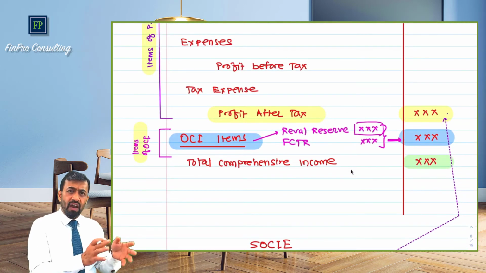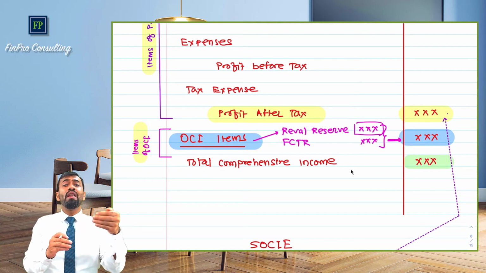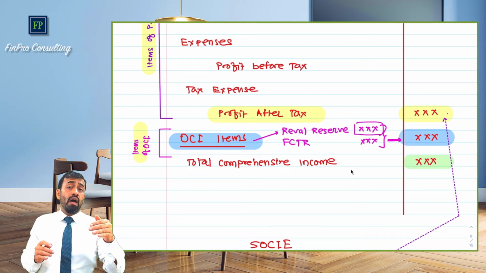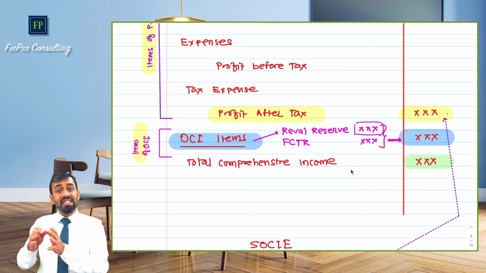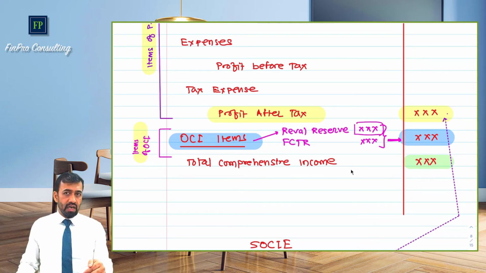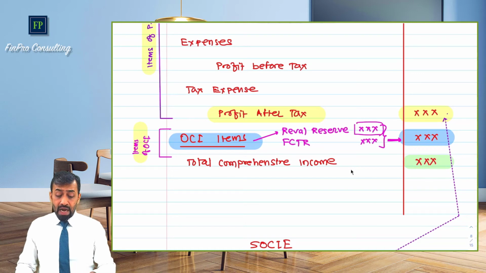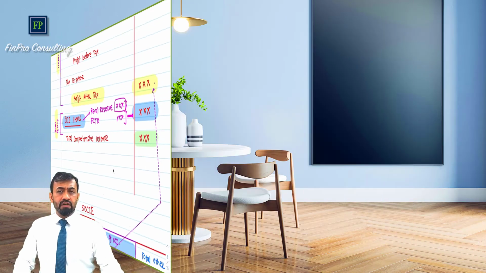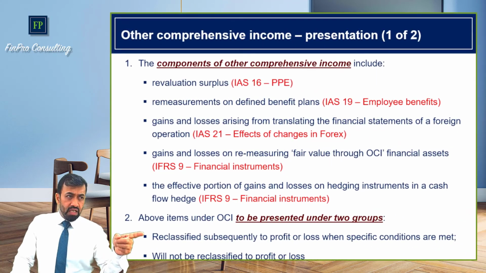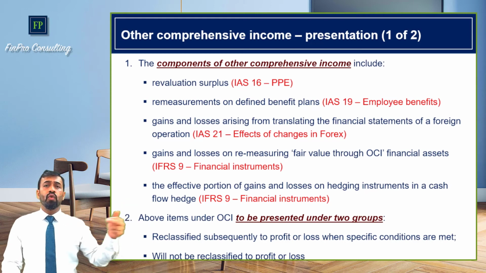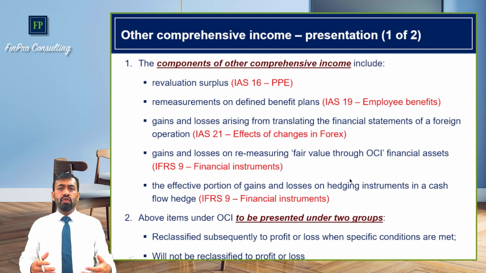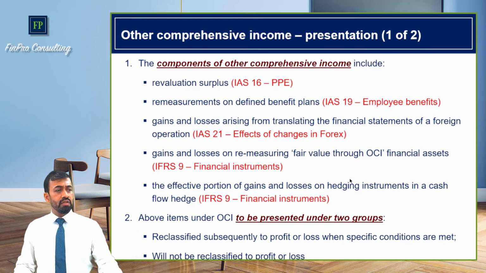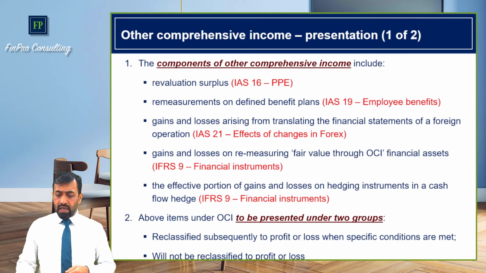Like that, all these 5 items have been given by the standard, which will be reclassified through P&L and which will not be reclassified through P&L. This you will have to learn from the respective standard, not this accounting standard. I've given you a couple of examples, but ideally this has been given in the respective standard. Which respective standards? Revaluation reserve, IS 16; remeasurements of actuarial gains and losses, that has been given under IS 19, and so on and so forth. So this is the presentation which is required for all these 5 line items.